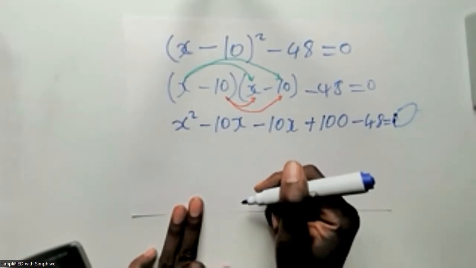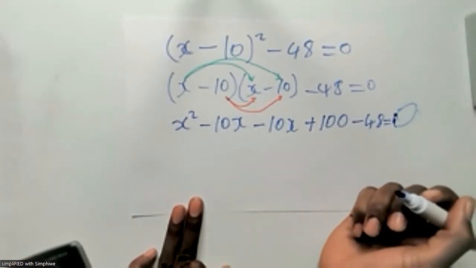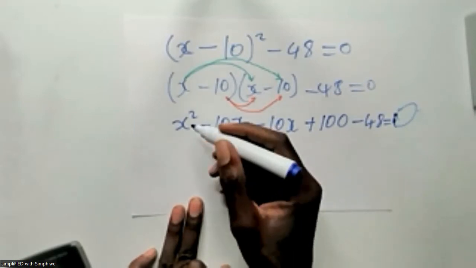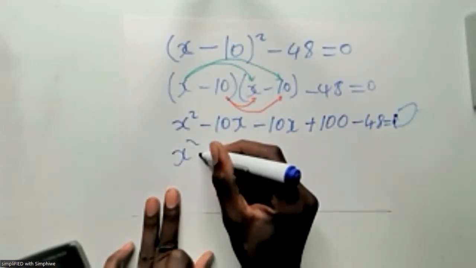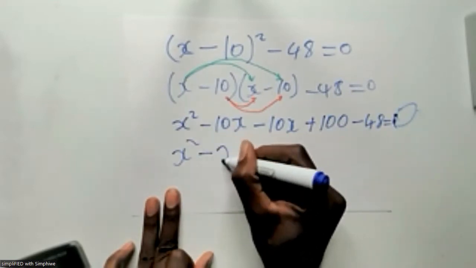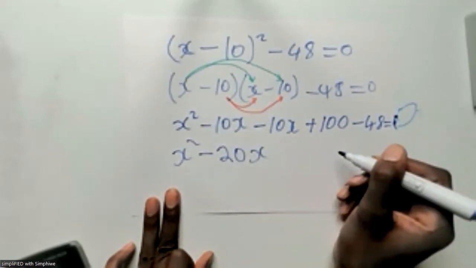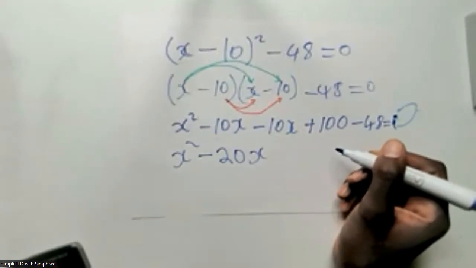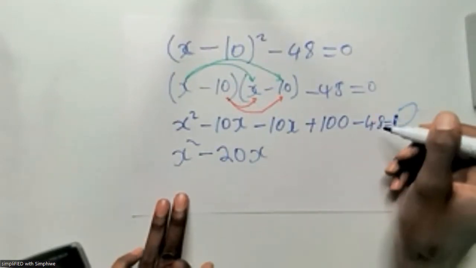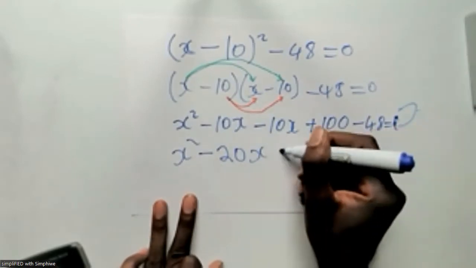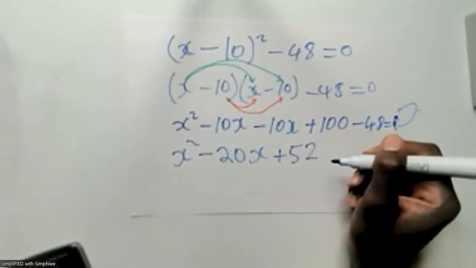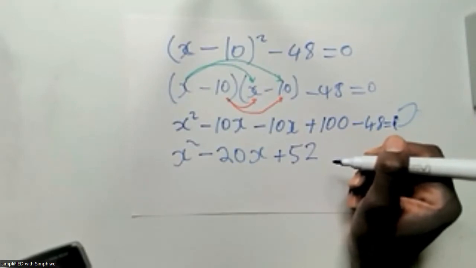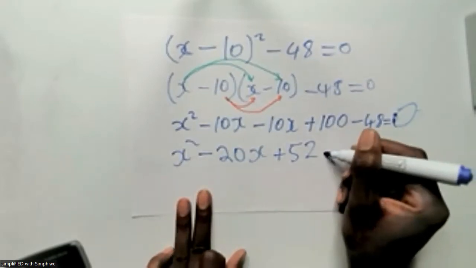But we get the idea. It's equals to 0. Yeah, not 10, 0. So here we're gonna have something of this nature. x squared minus 10 is gonna give us minus 20x. Therefore, to simplify this, 100 minus 48 is gonna be positive 52. Otherwise, you can just see it on a calculator.